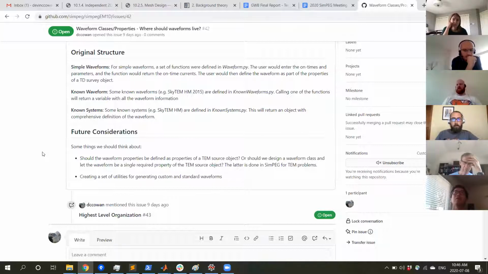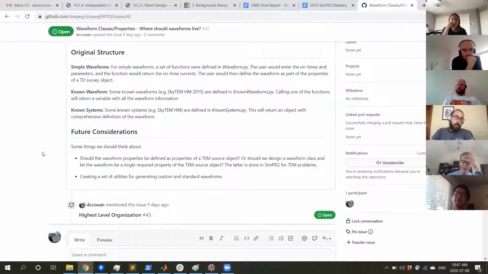And so then you're talking about making all of those properties of the source object. So I kind of thought maybe doing it the way we do for time domain EM, where we create a waveform object, and all of those properties are associated with the waveform. That might be the most SimPEG-y and organized way to do this. Okay. Yep. I think I like that way. I would agree. I like that.